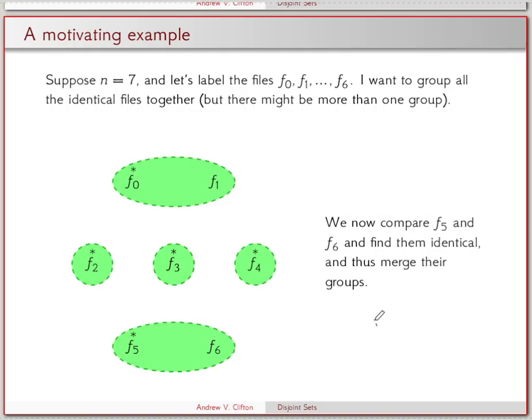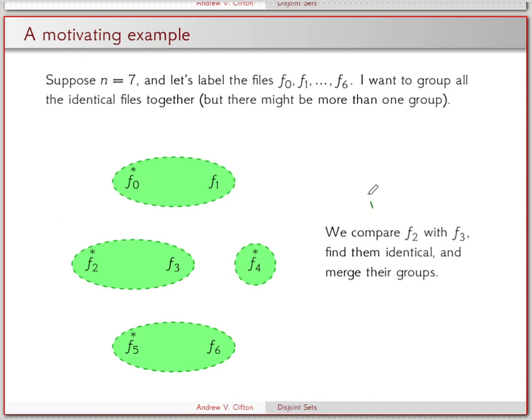So I compare F5, and I discover, wait a minute, F5 and F6, those are actually the same movie. So again, I merge F5 and F6 groups, and I pick one of those 2 things to be the representative for the new larger group that is formed here. Now I compare F2, and wait a minute, F2 and F3, those are the same movie, so I merge their groups, and I pick one of them to be the representative for the new group here. So now I have 4 groups.